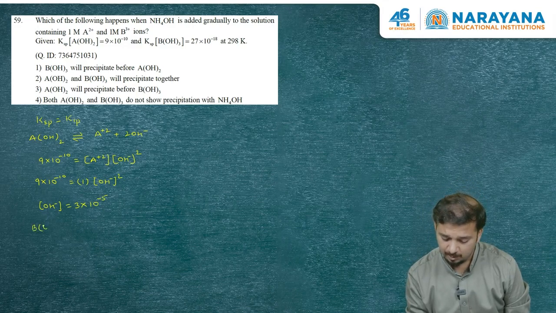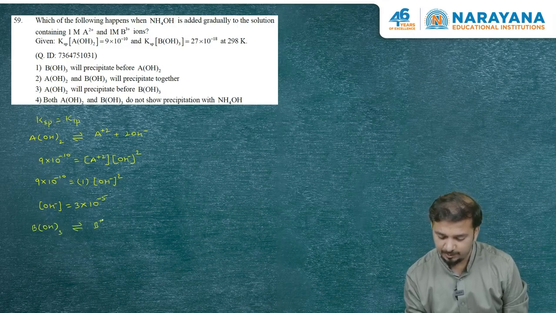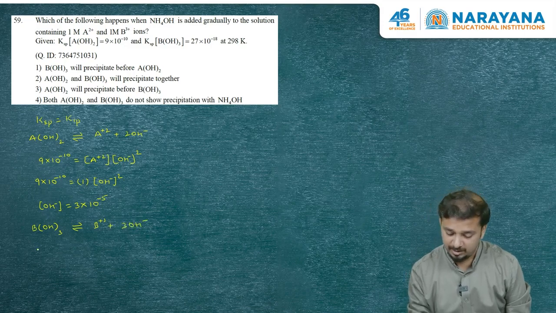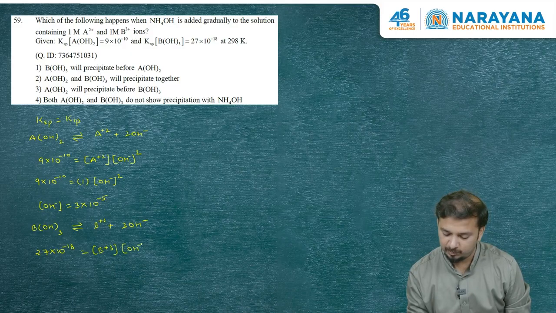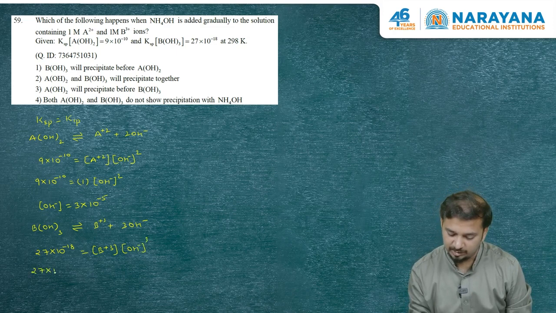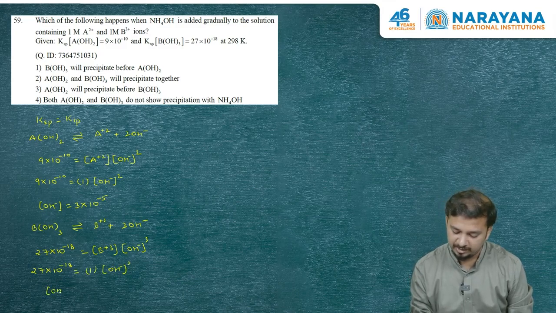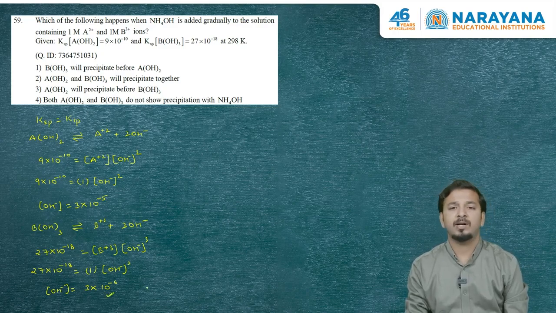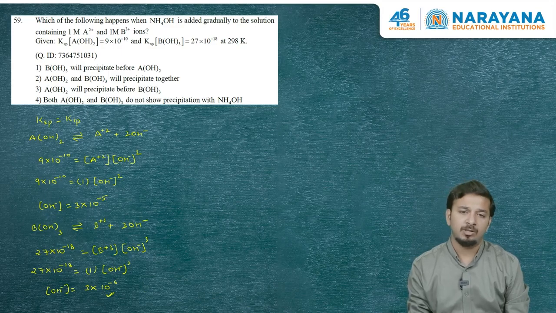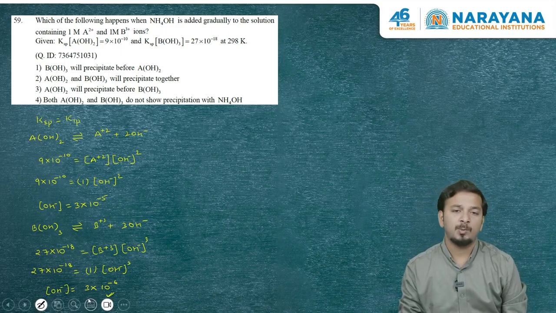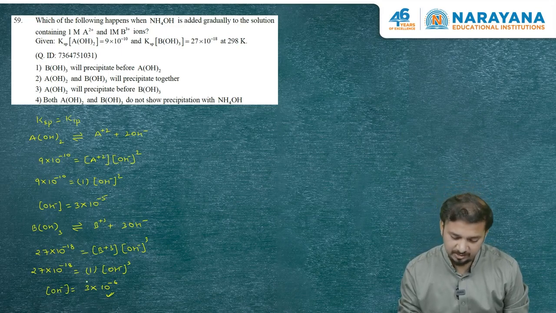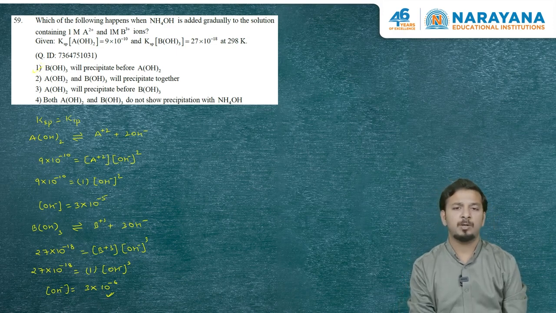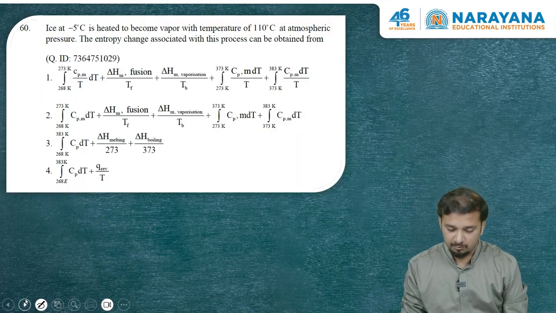Now if we do it for B(OH)3, it will dissociate to give you B+3 plus 3OH-. Again Ksp given is 27 into 10 raised to the power minus 18, that is equal to B+3 concentration into OH- concentration cube. B+3 concentration is 1, so 27 into 10 raised to the power minus 18 is equal to 1 into OH- cube. So OH- concentration from here will be equal to 3 into 10 raised to the power minus 6. So we can see that B(OH)3 requires less amount of OH- for formation of saturated solution, which ultimately means that B(OH)3 will be precipitated before A(OH)2. So the correct answer for this question is option number 1, that is B(OH)3 will precipitate before A(OH)2. Moving to next question.